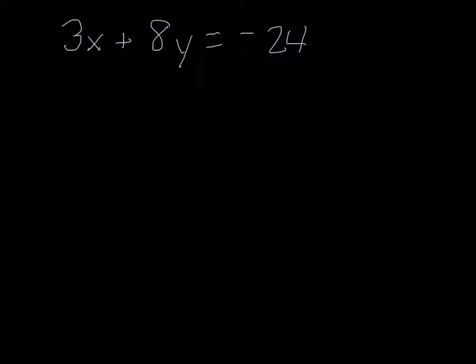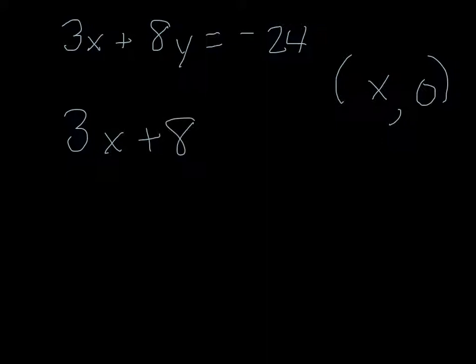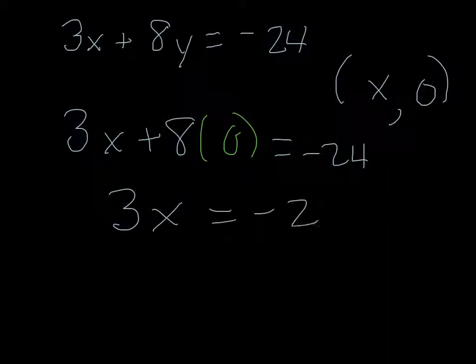Using what we just discovered about x-intercepts, I want to find the x-intercept for this equation above, 3x plus 8y equals negative 24. Again, we're reminded that the y-coordinate is always 0. So therefore, we want to plug 0 in for y and solve for x. So let's see what we have now. We have 3x plus 8 times 0 equals negative 24.